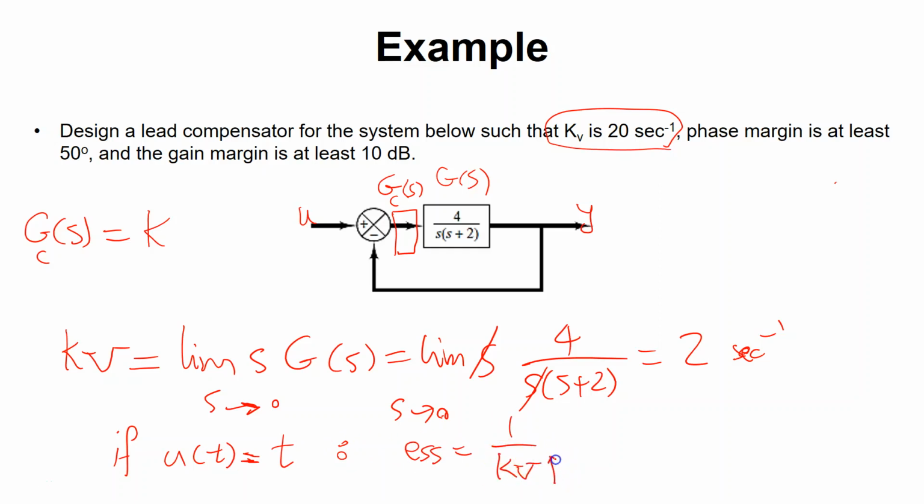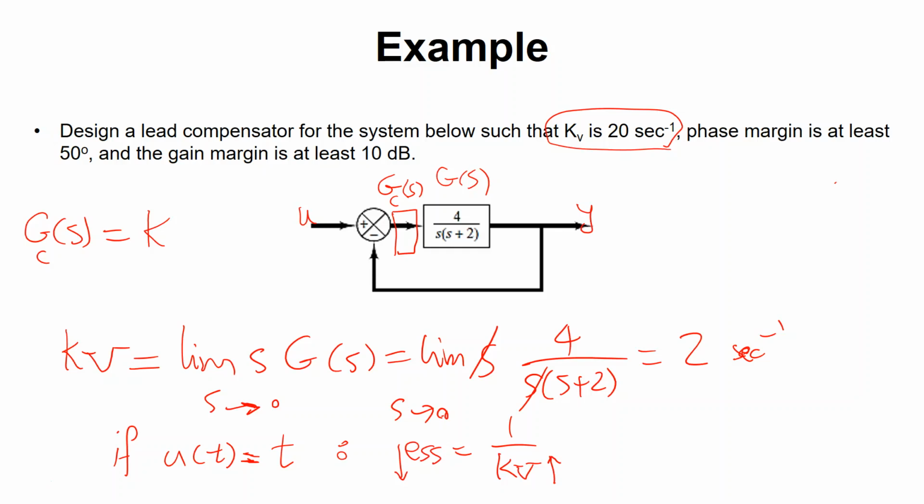So the bigger the KV, the smaller what? The steady state error. So if it's 2, means the steady state error is 0.5 units. Well, if it's 20, it's 0.05 units. So the bigger KV, the smaller the steady state error, and means the better controller, the better control system. So we always want KV to be as big as possible. Here, we say at least 10 times bigger.